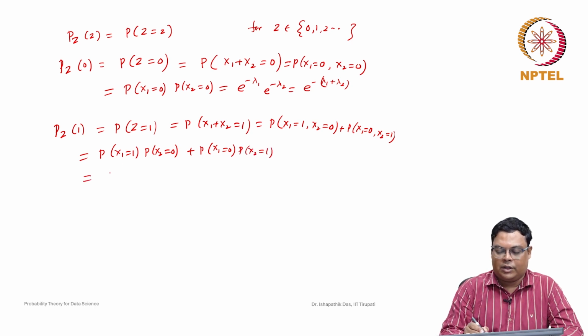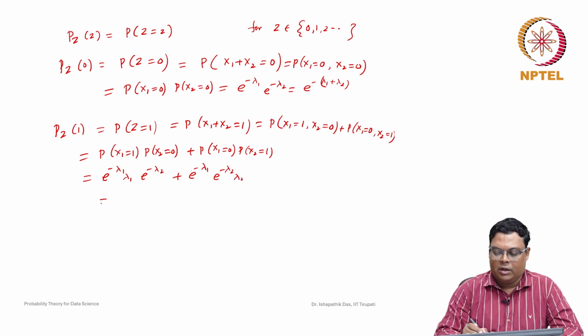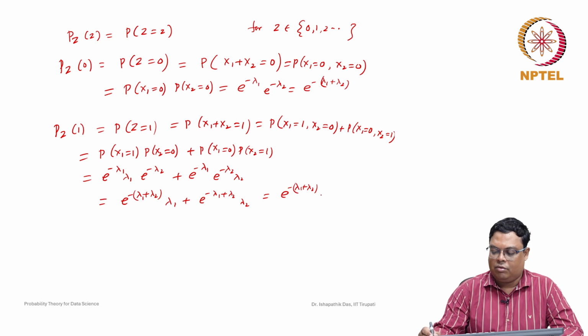Now what is the probability of x1 is equal to 1? It is e to the power of minus lambda 1, lambda 1 to the power 1, and this is e to the power of minus lambda 2, lambda 2 to the power 0 by 0 factorial, plus e to the power of minus lambda 1, lambda 1 to the power 0 by 0 factorial, and e to the power of minus lambda 2, lambda 2 to the power 1 by 1 factorial. So finally what we got? This is e to the power of minus (lambda 1 plus lambda 2) into lambda 1, plus e to the power of minus (lambda 1 plus lambda 2) into lambda 2, which is e to the power of minus (lambda 1 plus lambda 2) into (lambda 1 plus lambda 2). So this is what we found.